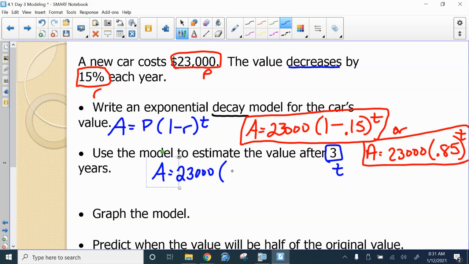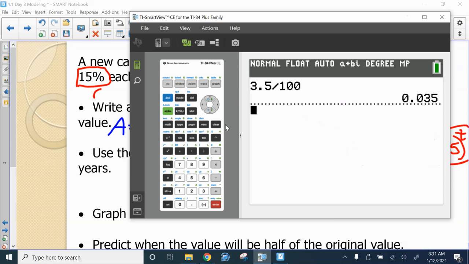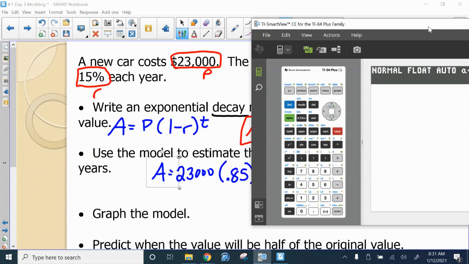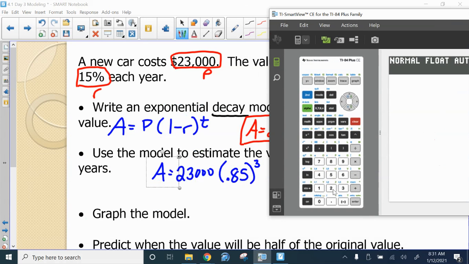So I have my 23,000. I'm going to use my 0.85 just because it means I have less to type in my calculator. And then we're going to raise it to the third power. Okay, so I'm going to move that out of the way a little bit. There we go. So I have my 23,000 times my 0.85. And I want to make sure that I hit the raised to button so that I get the exponent. So raised to the third power.